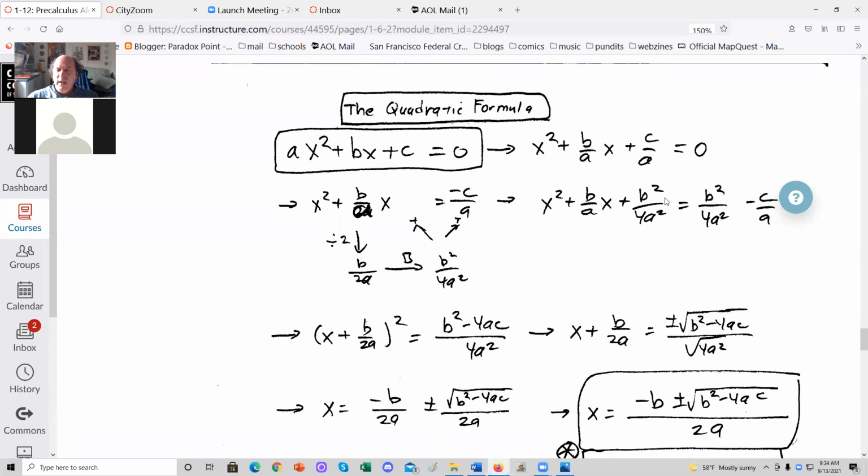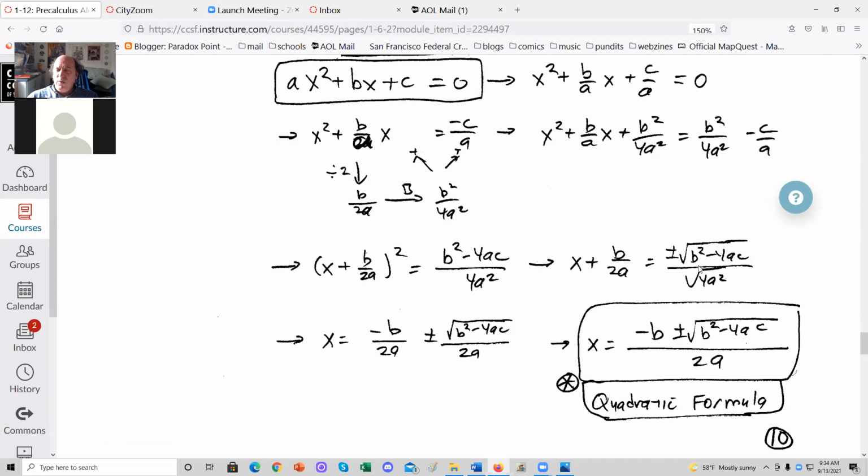This left side is a square: x plus b over 2a, squared. The right side, after a very small amount of algebra, is b squared minus 4ac over 4a squared. So, okay, solution by square roots. Take square roots: x plus b over 2a equals plus or minus root b squared minus 4ac over root 4a squared. Okay, this root 4a squared simplifies to 2a.